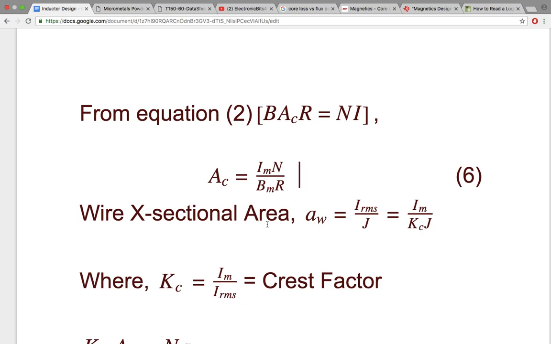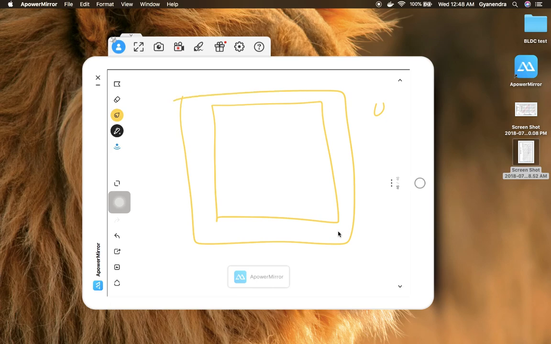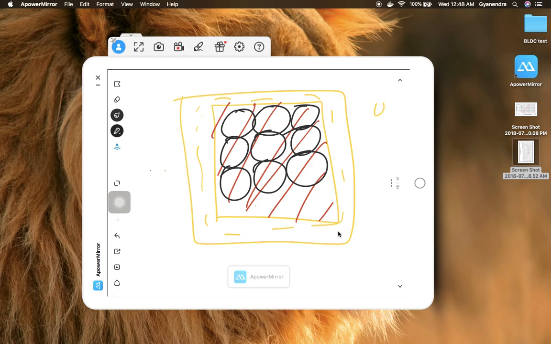Okay, so now how do we find the window area? To answer that, let us say this is a window. Basically, this part is core, and this part is our window area where we can place the windings. Now let us say we place conductors here which have some cross sectional area. I'm drawing big conductors here, but the conductor sizes may change according to the requirement. So let's say the area of each conductor is Aw.